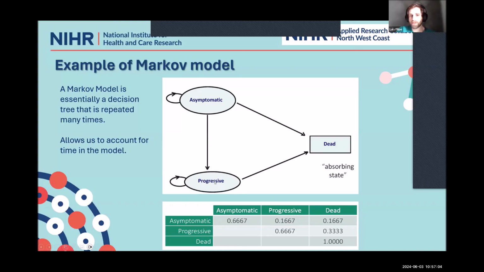And this would be basically a decision tree again, where you have people who are well, and then they can go to asymptomatic, they can go to dead, or they can go to progressive. Now, if they are in progressive, they can stay in progressive, or they can die. Again, this could be another node of the decision tree where they are in progressive and they continue to either stay the same or die. Sometimes Markov models will allow you to go back, for instance, go from progressive to asymptomatic.